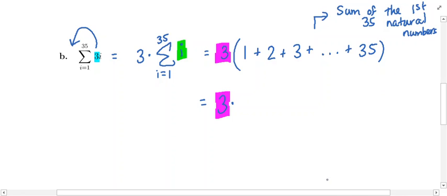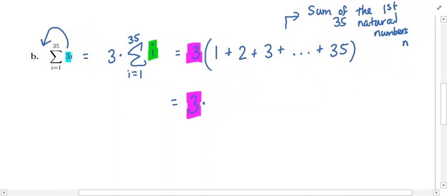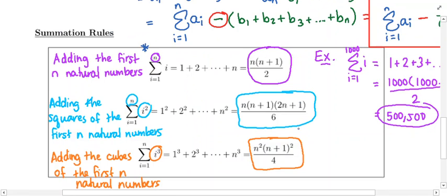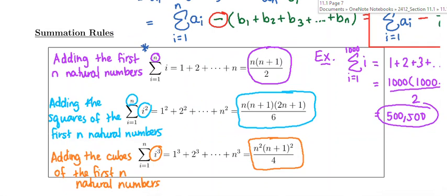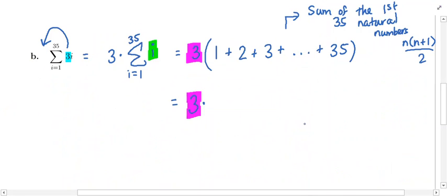Okay, so you're going to use the property n times n plus 1 divided by 2. If you go back and see, I'm using this property right here. So we would just plug into it. Again, the purple 3 is just hanging out right here to add up 1 plus 2 plus 3 all the way up to 35. Plug and chug into n times n plus 1 over 2. And the n value is going to be 35, because that's the number we're adding up to.